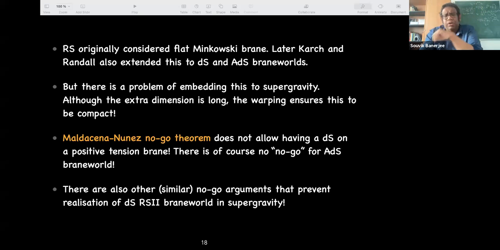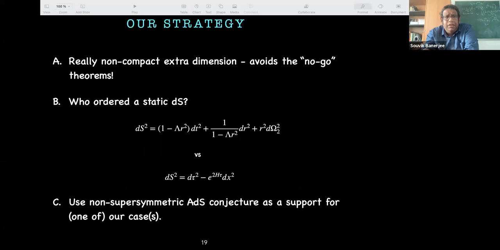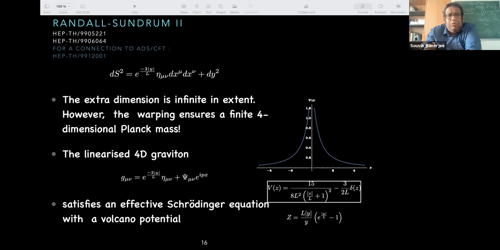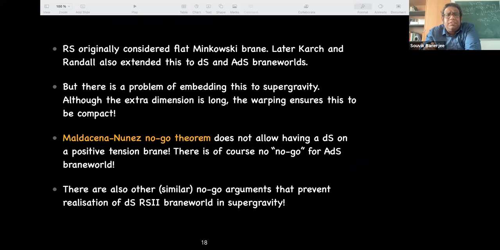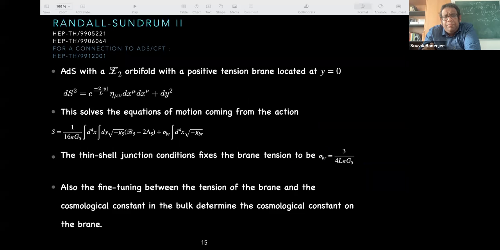There are also some other no-go arguments that prevent the realization of this de Sitter RS2 brane world in supergravity. Then we thought of the following: why don't we make this extra dimension really non-compact, so we will not be doing the warping that they are talking about. What we mean is that we will get rid of this mod function in front of the flat part, eta mu nu dx mu dx nu, so we get rid of the mod part e to the power minus 2y/l. If we are able to do this and find the de Sitter, this will of course avoid this no-go theorem of Maldacena and Nunez.